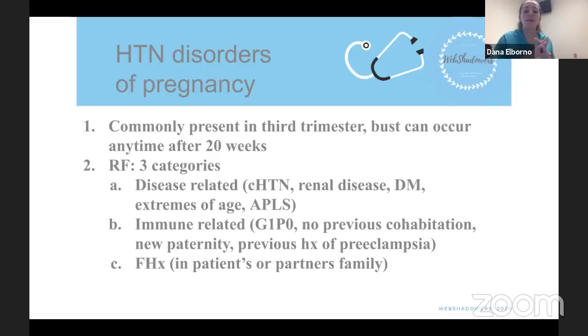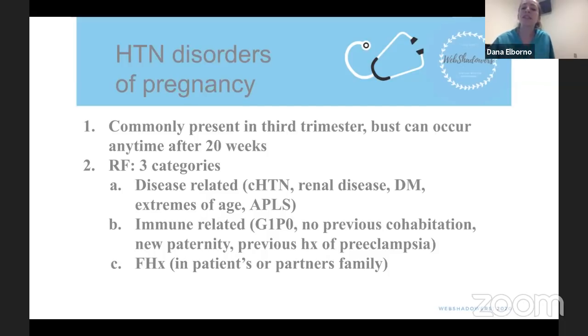With the immune-related risk factors, essentially, this is saying that the mom's body is more likely to attack fetal vessels as they invade if the mom does not recognize them. So if this is mom's first pregnancy from this partner, then she's less likely to recognize his DNA as being a benign antigen, or is more likely to recognize it as being foreign and to have an immune response.